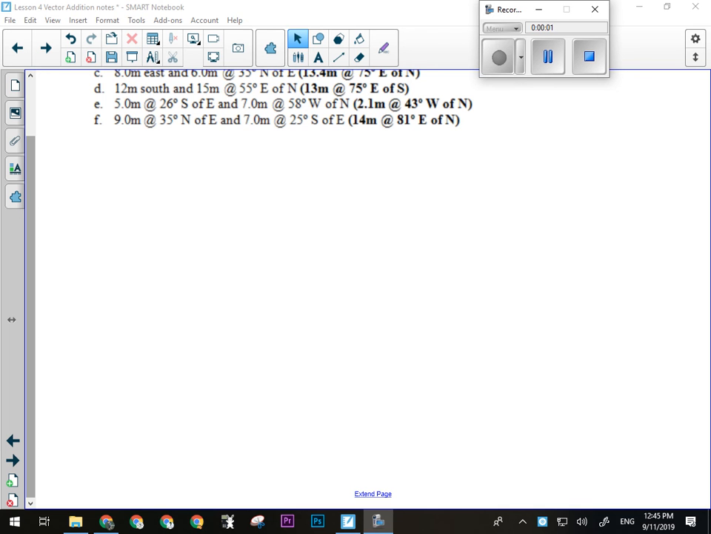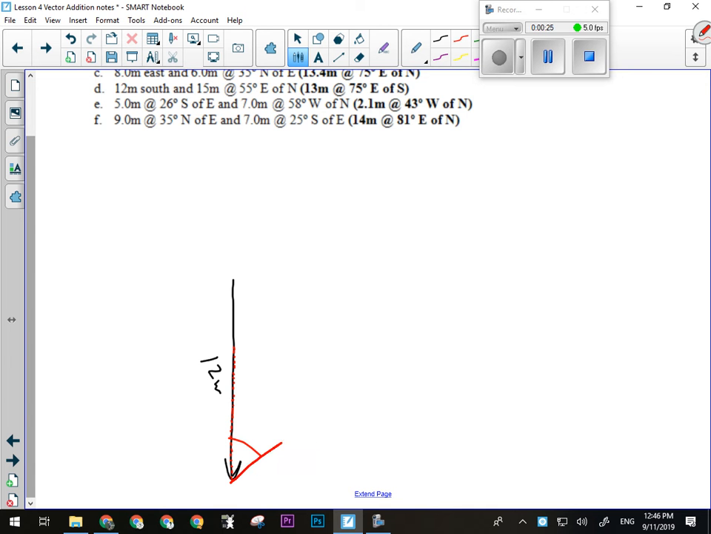Okay, so for 3D, obviously we want to have a 12-meter south line, like so. And then our next line is 15 meters long, but it's 55 degrees east of north, sorry, east of north. So I'm going to go 55 degrees, that's quite a ways, and then I'm going to draw a line. Actually, that's not 55 degrees, I'll do a better job of that. Okay, so even further down, and then I'm going to draw my 15-meter line.